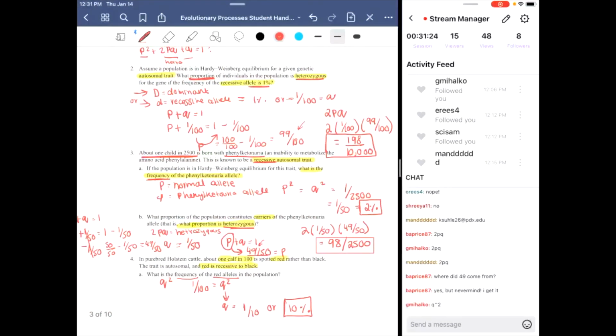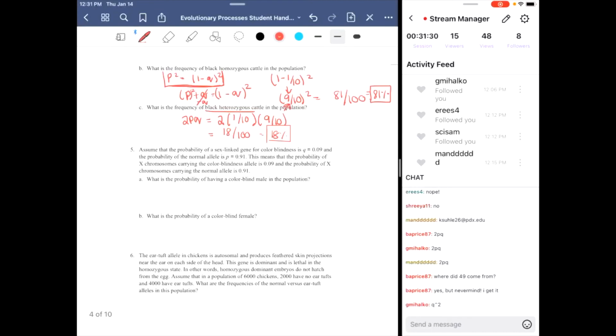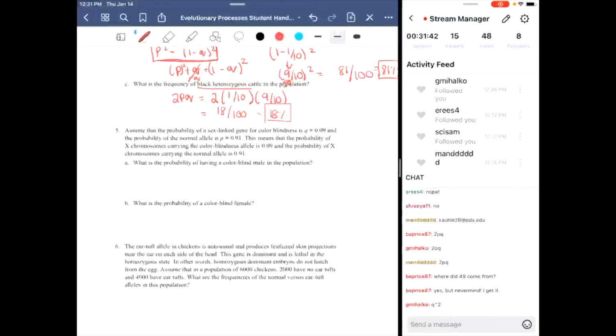So from this problem, we found the frequency of the red allele in the population. We found the frequency of the black homozygous and the black heterozygous. So using the Hardy-Weinberg equilibrium, we can find the different proportion of these alleles that exist in a population.